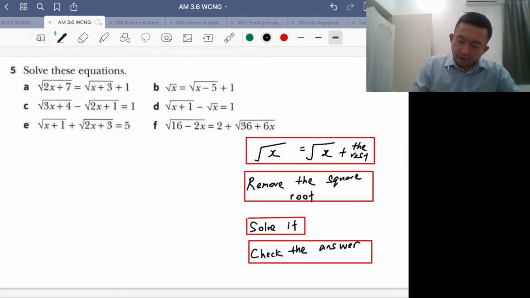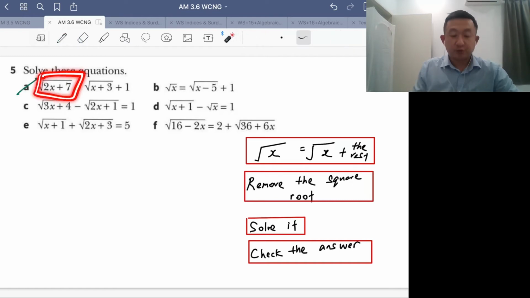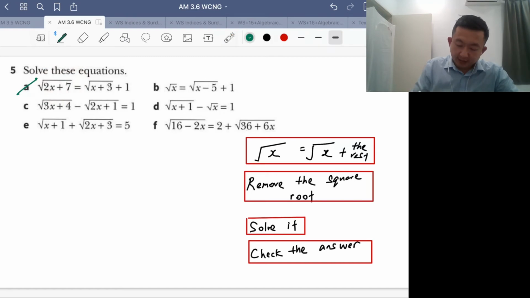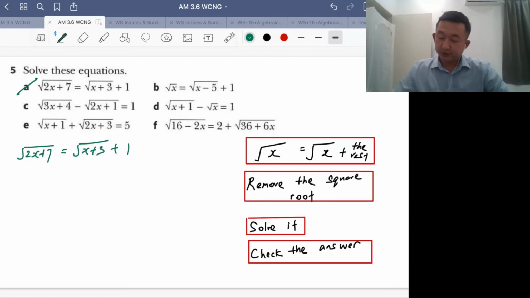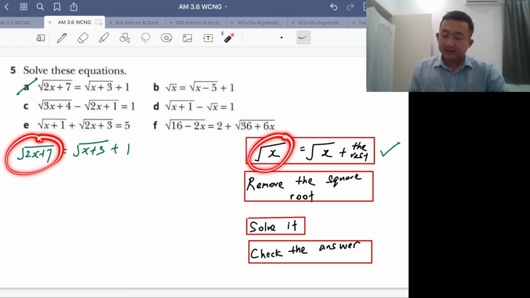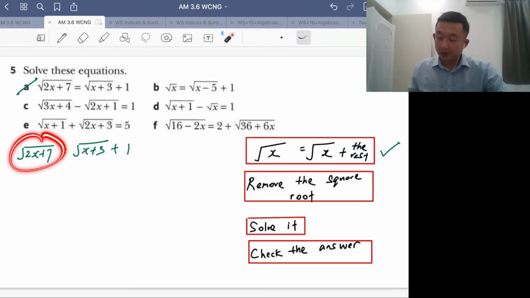So when we go for this one, it's already as the subject, right? So you don't have to change anything. So you have root 2x plus 7 equals root x plus 3 plus 1. So this one, check either one of the surds with the x as the subject. So in this case, yes, it's a subject. Remove the square roots.